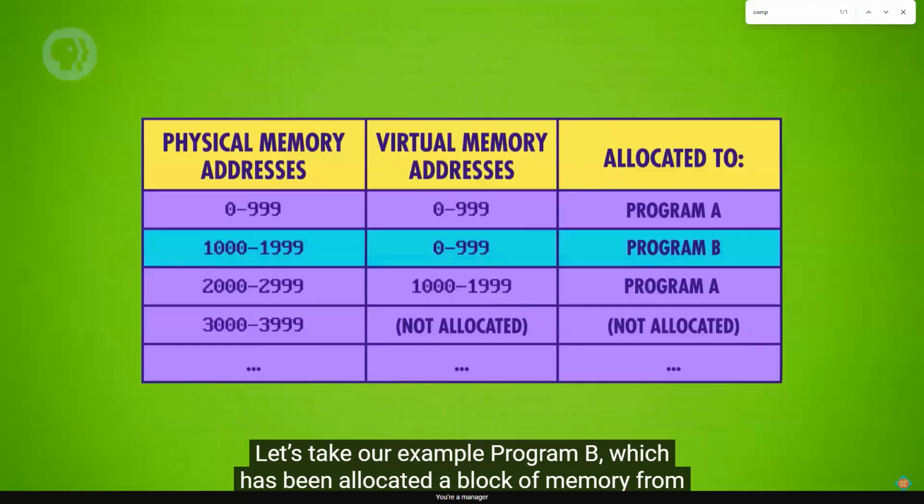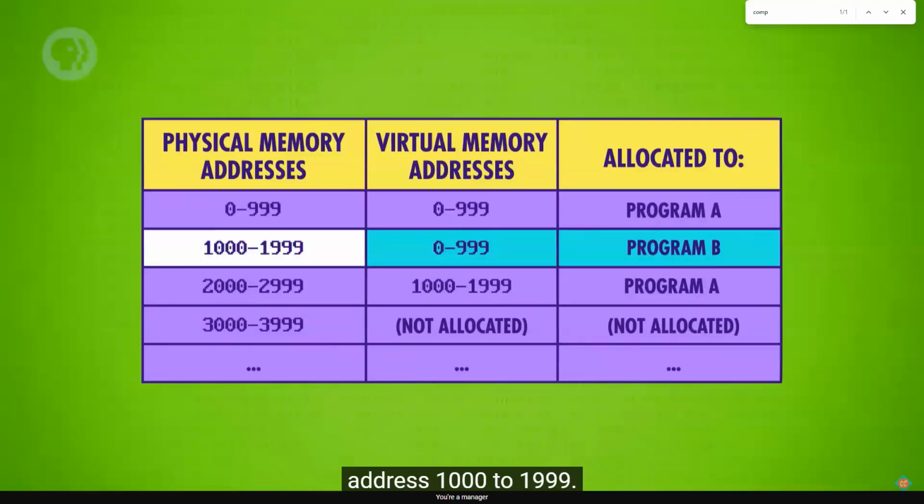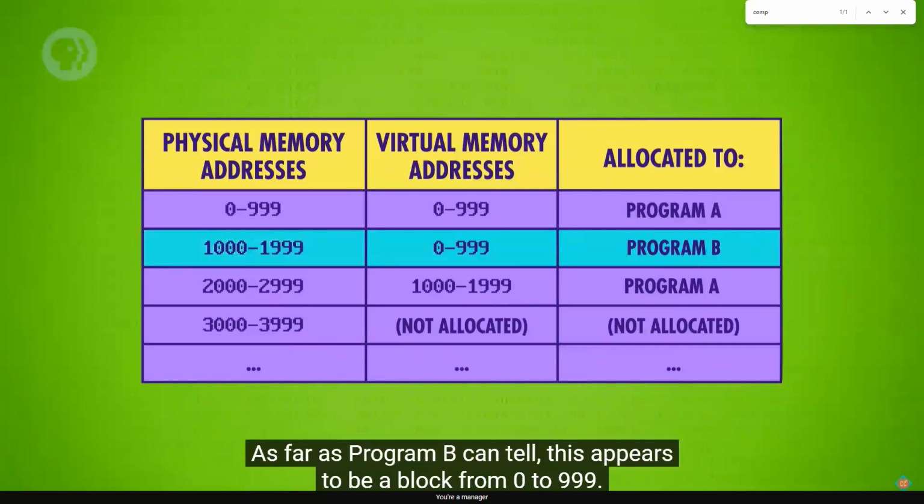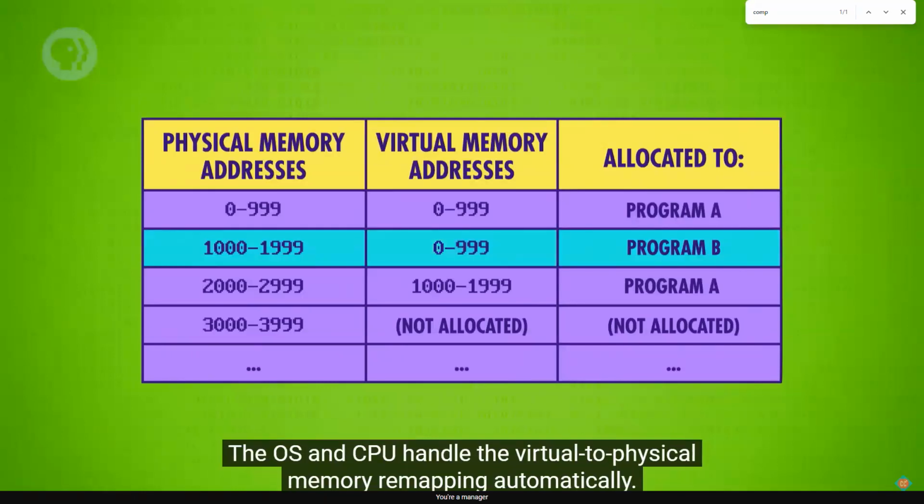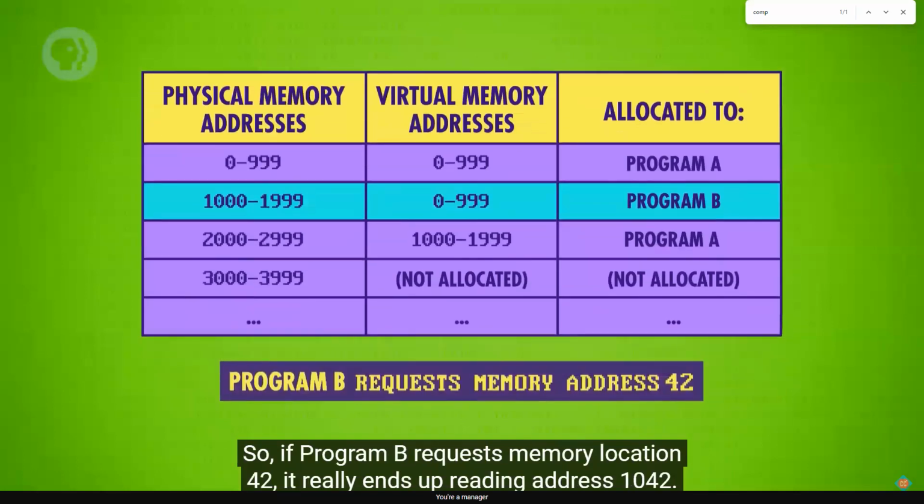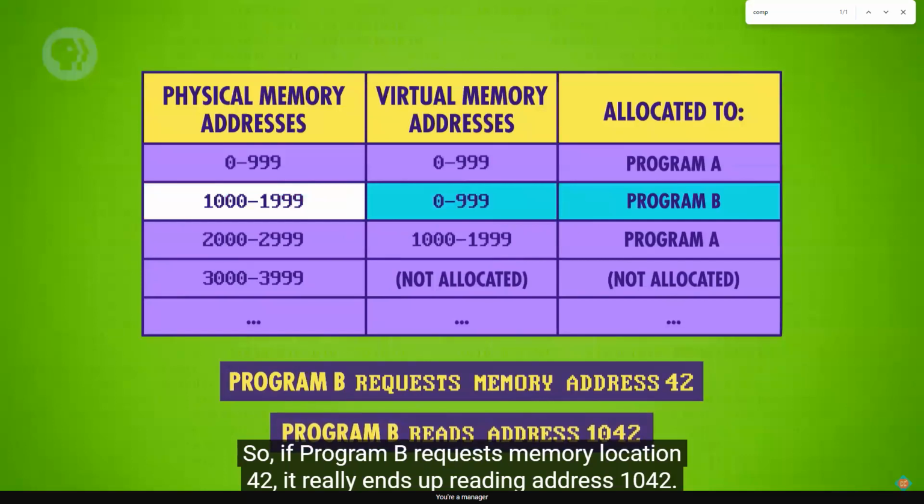Let's take our example program B, which has been allocated a block of memory from address 1000 to 1999. As far as program B can tell, this appears to be a block from 0 to 999. The OS's CPU handles virtual to physical memory remapping automatically. So if program B requests memory location 42, it really ends up reading address 1052.